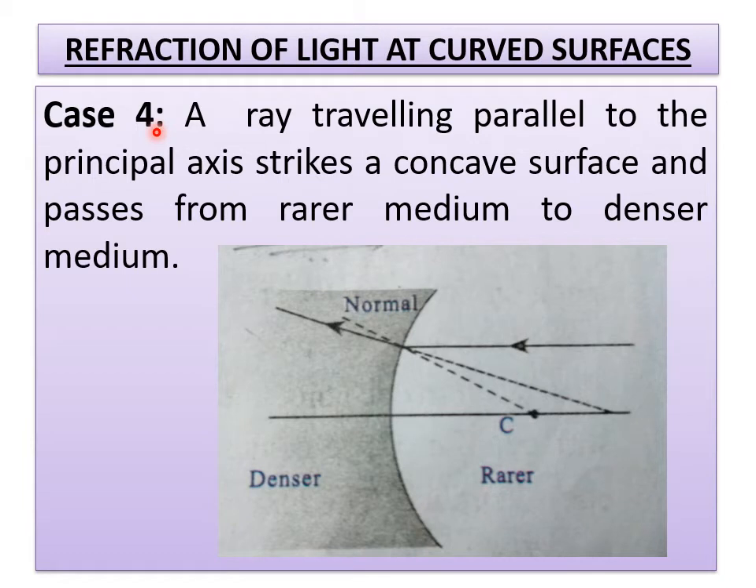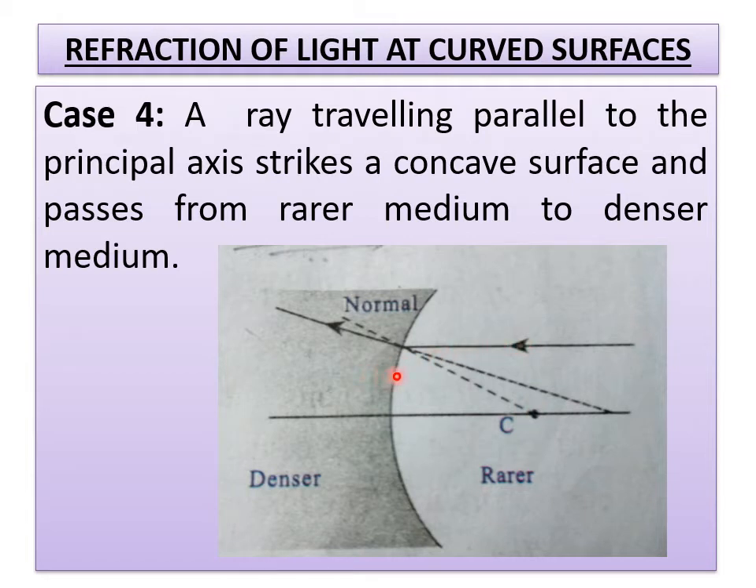So in this case 4, you have to see this. A ray traveling parallel to the principal axis strikes a concave surface and passes from rarer medium to denser medium. So this is your denser medium and this is your rarer medium. Here again, a ray passing through the center of curvature is a normal, and this is a ray parallel to the principal axis when it is entering from rarer to denser.